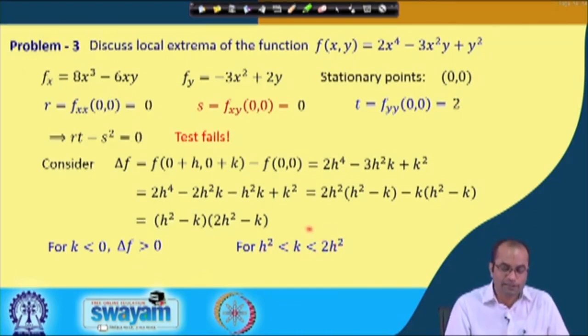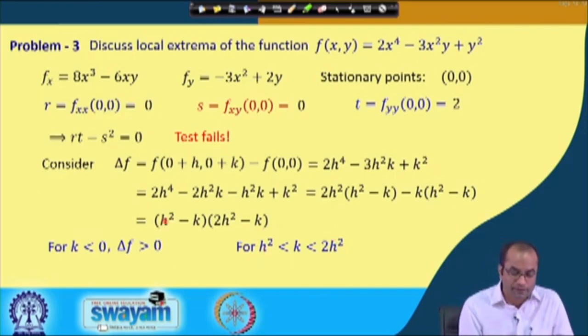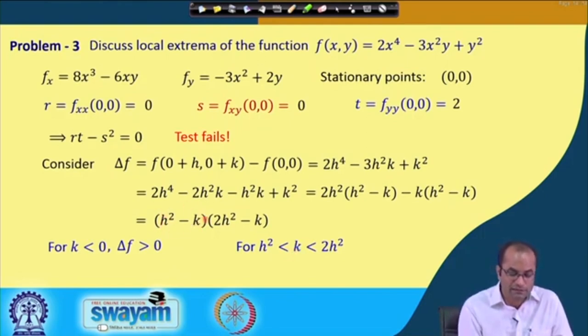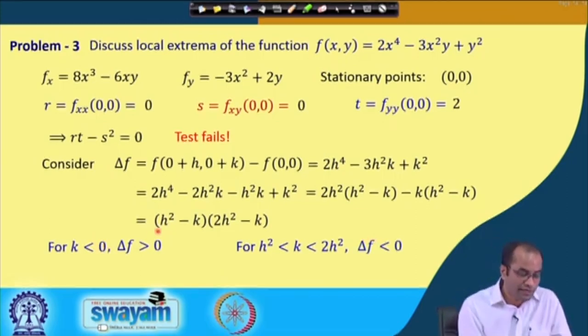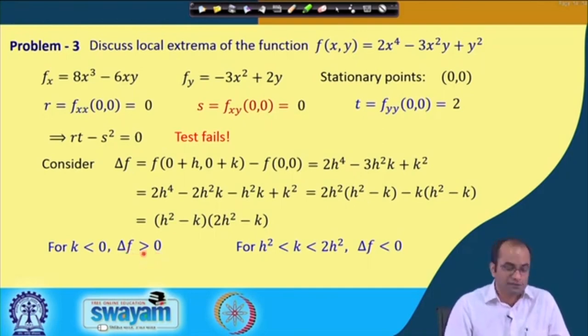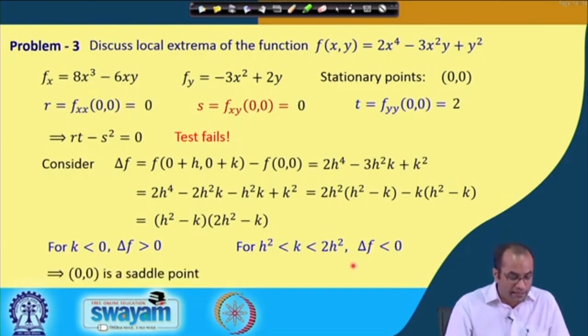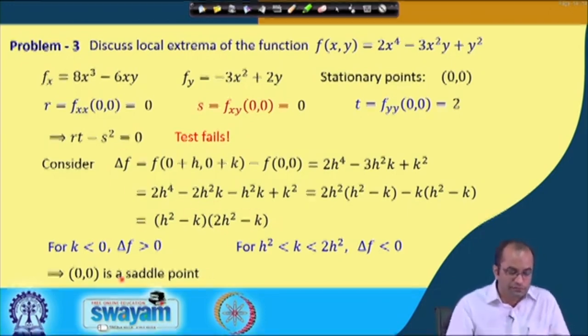So if we choose our h and k point in the neighborhood which satisfies this inequality, what will happen? This h² is smaller than k, so k is larger, this is a negative number, and then 2h² is bigger than k, so this is a positive number. So this negative times positive will make it negative. So in the neighborhood, when h and k satisfy these conditions, we have delta f negative. What we have observed is interesting: in the neighborhood of the 0, 0 point, delta f is positive and also delta f is negative. So it is changing sign in the neighborhood of the 0, 0 point, and that means 0, 0 is a saddle point. So again we were able to identify this point, the 0, 0 point, as the saddle point, which was not possible with the second order test, but by direct observation we can find that this is a saddle point.